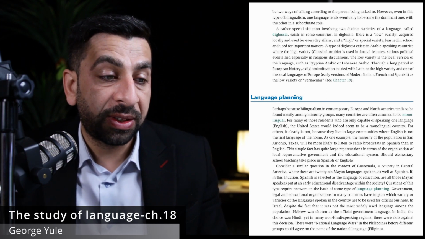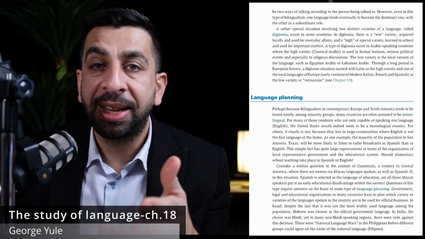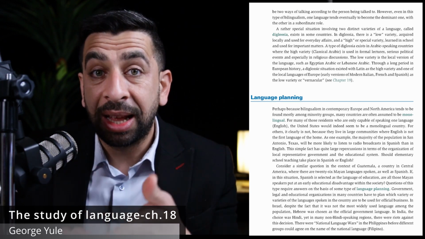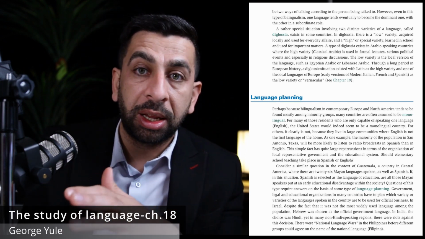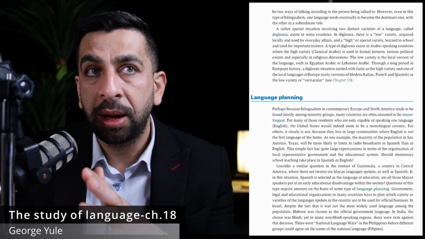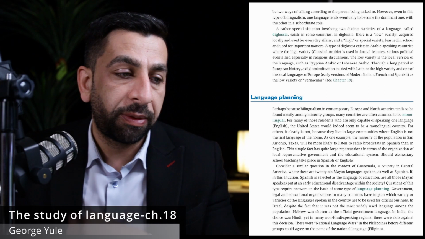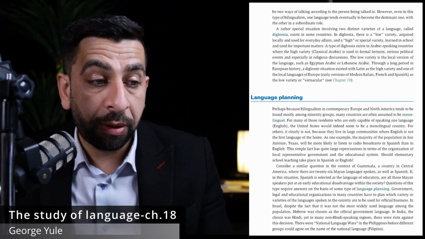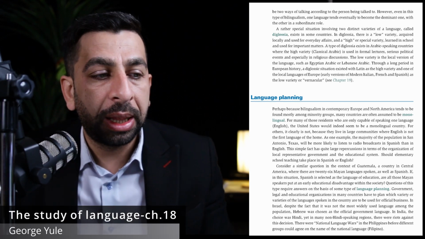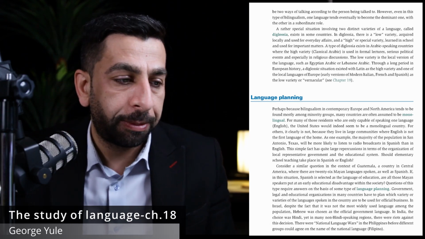A type of diglossia exists in Arabic-speaking countries where the high variety is classical Arabic, what we call modern standard Arabic, which we use in official correspondence and in the academic setting. And we have the Iraqi dialect, which we use as the low variety, a version of Arabic but spoken mostly in most regions of the country, in Iraq. The low variety is the local version of the language, such as Egyptian Arabic or Lebanese Arabic or Iraqi Arabic.